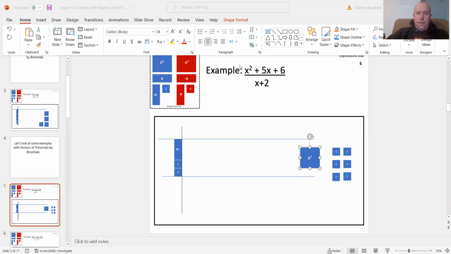We know what goes in the middle here, that's the x squared plus 5x plus 6. And we know what goes down the side here, that's the x plus 2. And then from that picture, what we're trying to work out is what's the factor that goes across the top. So this is how we're going to do this.